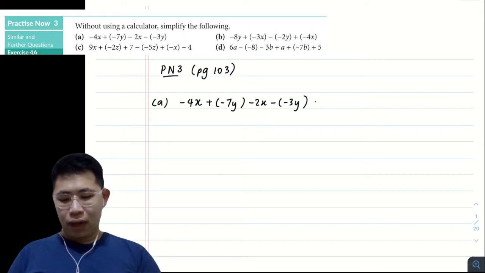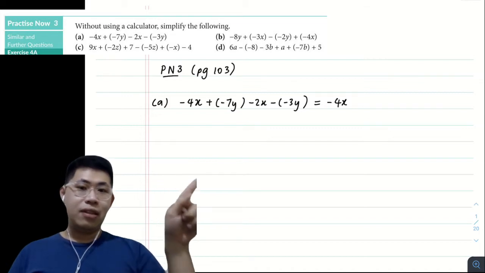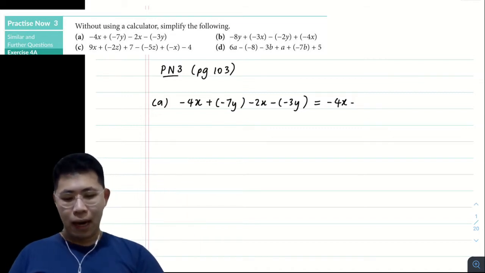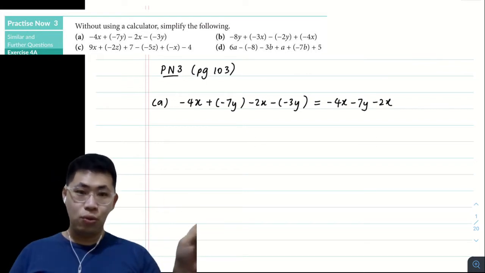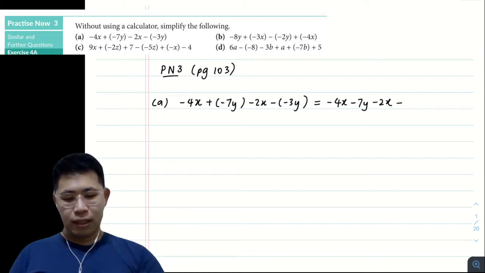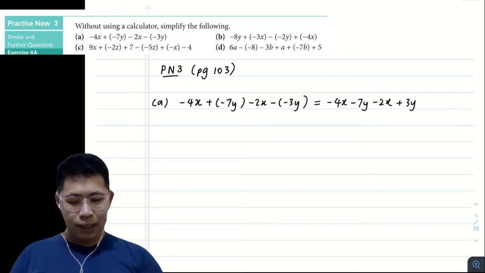Okay, so we will have negative 4x, plus a negative 7y. So actually it means we minus a 7y. We have a minus 2x and we have a minus negative 3y. So here it is the same as adding a 3y. Right, so we can open up the brackets. The first thing we did was we open the brackets.